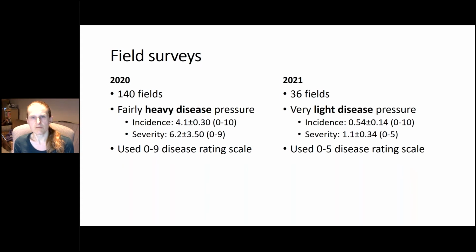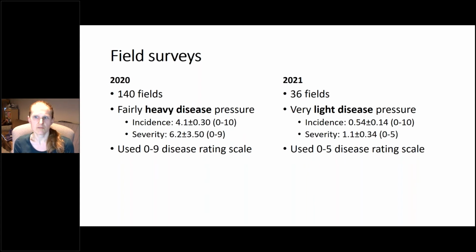So if a surveyor looked at 10 plants in 10 different sites within the field, it was much more common to find some disease. So that's like 4.1 out of 10, which is about 40% of the time the plants had some disease. And then the severity was over 6 on a 0 to 9 scale.